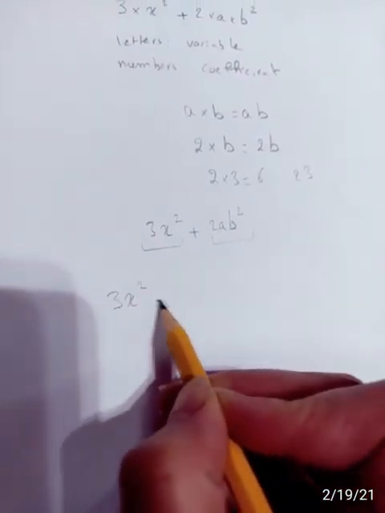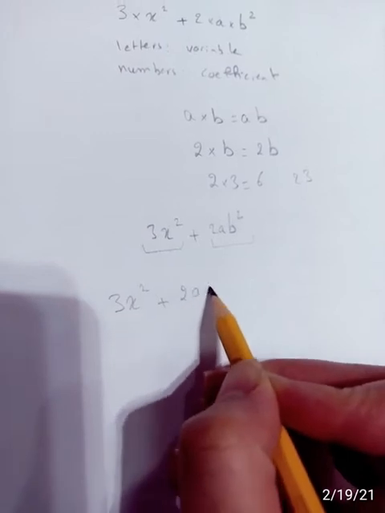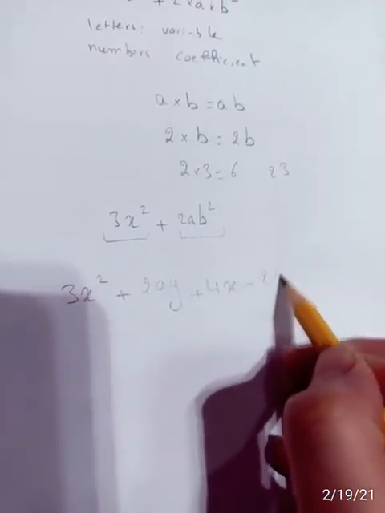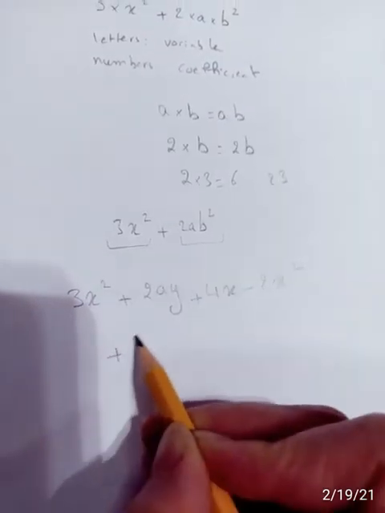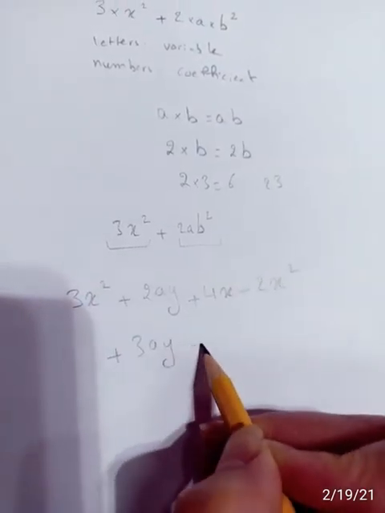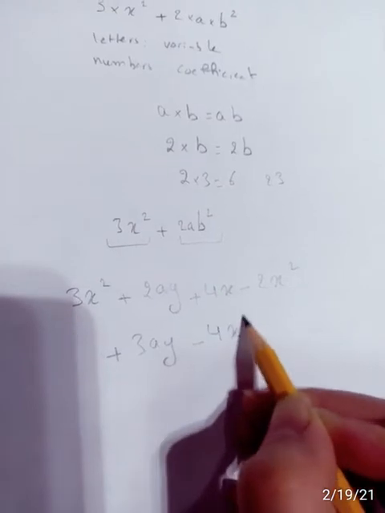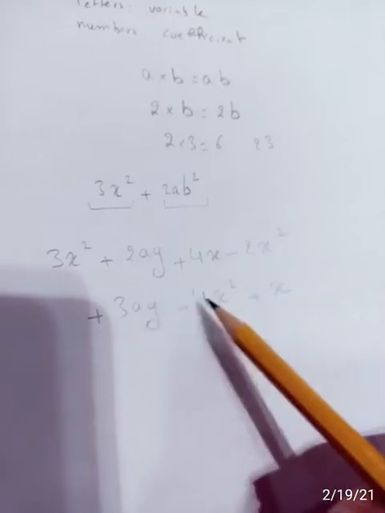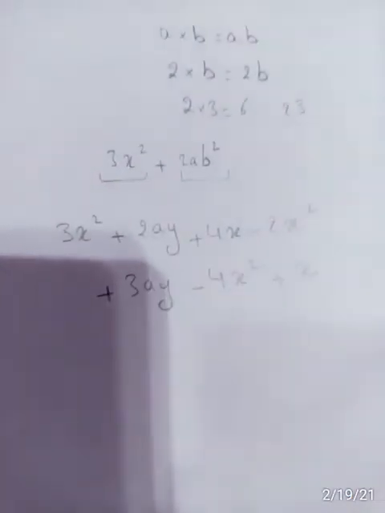3x squared plus 2ay plus 4x minus 2x squared plus 3ay minus 4x squared plus x. This is an algebraic expression. How many terms do I have here? I have 1, 2, 3, 4, 5, 6, 7. We have 7 terms, since we agreed that the terms are separated by addition and subtraction.